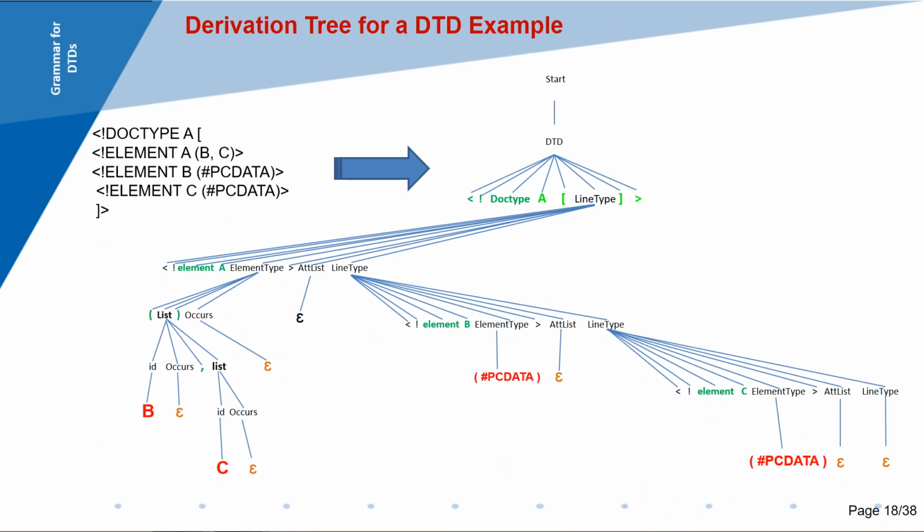For a given DTD, we can implement the following derivation tree. The production P0 generates the non-terminal DTD. The production P1 generates the identifier for the document, and the production P2 generates the element A. The productions P16 and P17 generate B. The production P17 generates C. The production P1 generates the element B, and the production P10 generates the PCDATA. The production P1 generates the element C, and the production P10 generates the PCDATA.